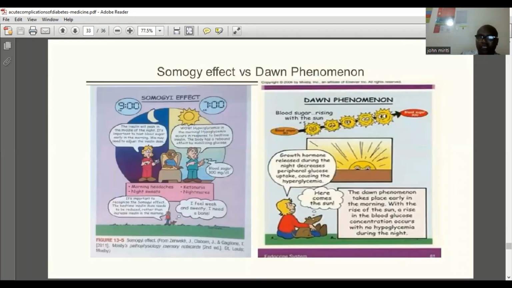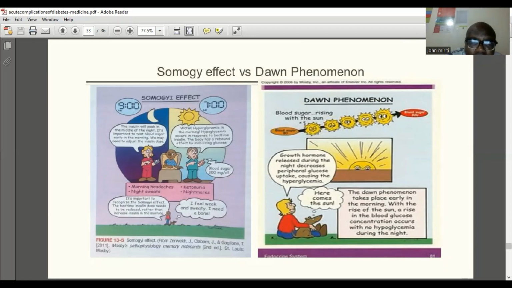So in the Somogyi effect versus the dawn phenomenon, the insulin will peak in the middle of the night. It's important to test blood sugar early in the morning. We may need it also to adjust the insulin doses. In the evening at 9 p.m., so in the morning at 7 a.m., there is hypoglycemia in the morning.